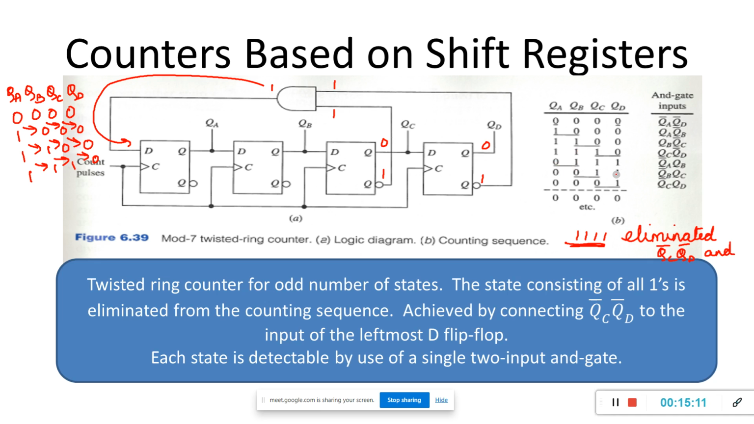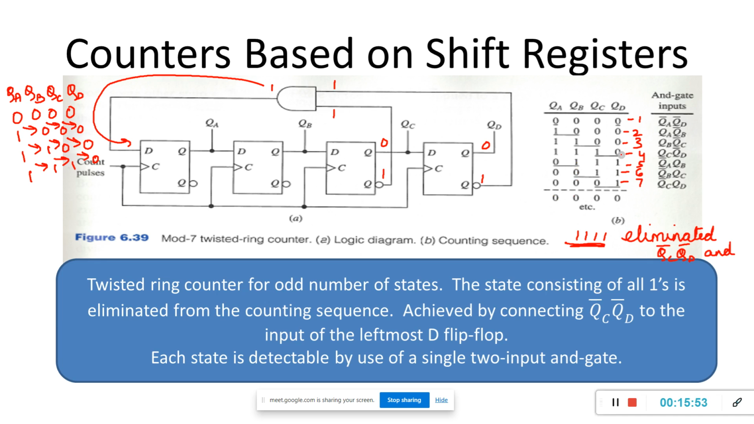Both are 1, means QC QD is 1, so QC bar QD bar is 0 0. 0 and 0 I will get 0 again, 0 0 0. This one will shift here. 0 1. So QC bar will be 1, QD bar will be 0. 1 and 0 I will get 0 only, 0 0 0 0. Okay. So how many states do I have here? 1 2 3 4 5 6 7. So in the mod 7 twisted counter, we have eliminated the 1 1 1 1 state. So we have 7 different states in this particular type of counter based on the shift registers.